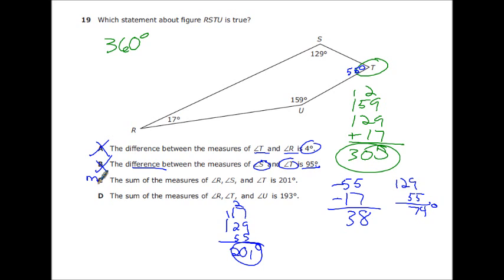And then the sum of the measures of R, T, and U is 193. So I'm going to take my R, my T, and my U. Let's go with R, which is 17, my T, which is 55, and my U, which is 159. 9 plus 5 is 14, plus 7 is 21. Carry your 2. I can stop right there. This 1 was supposed to be a 3. So that does not work, so my answer is C.